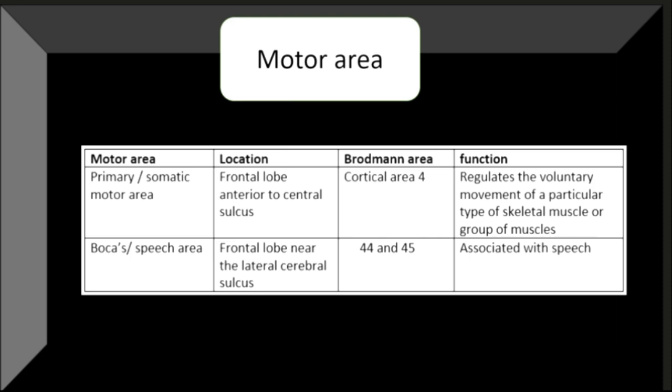So next we are going to learn about the association areas. The areas which associate the sensory and motor areas are called association areas. Just remember, sensory and motor areas are assisted by the association area. There are types of association areas: visual, prefrontal, frontal eye field, auditory, facial recognition, and orbitofrontal cortex.